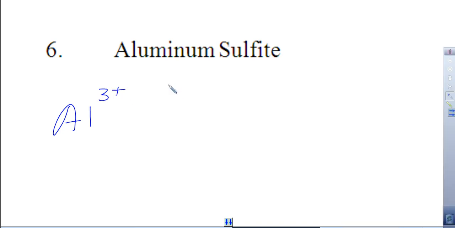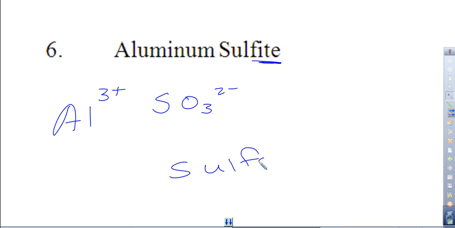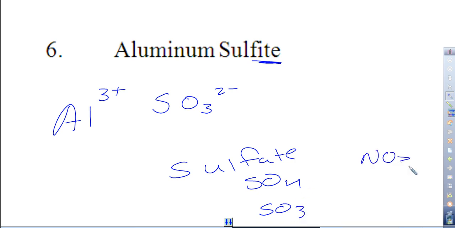Sulfite is what? Close. It's SO3 2 minus. Now you got to pay real close attention to the endings. ITE usually implies that there is an ATE. So if we look at sulfate, that's SO4. If we look at sulfite, it's SO3. Nitrate is NO3, and nitrite is NO2. So if you're talking about the ITE version of it, it's going to be less than the ATE version of it. Now, what do you think it is if it's IDE?